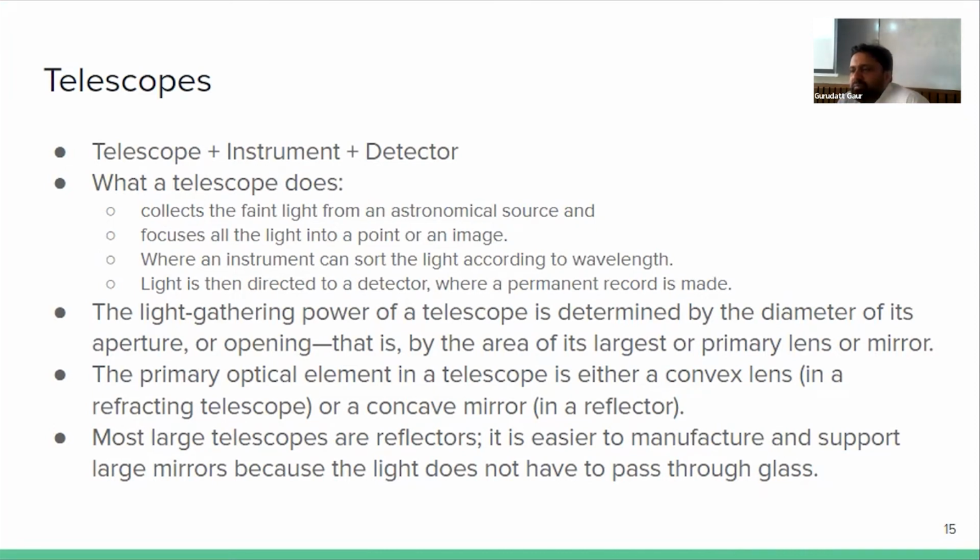Okay, now coming back to the telescope. So now our motive is to catch that light, collect that light. That will be done by the telescope. So with the telescope, there are auxiliary setups, which are instruments and detectors. A telescope may not be sufficient.